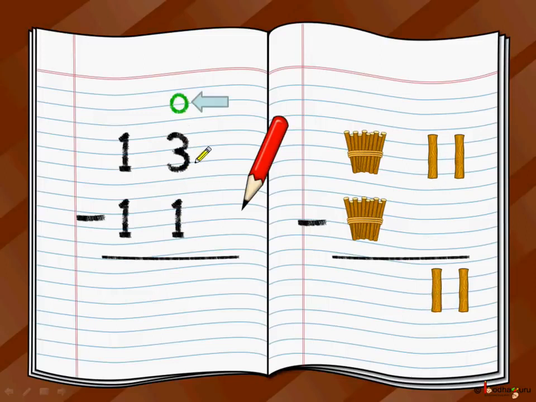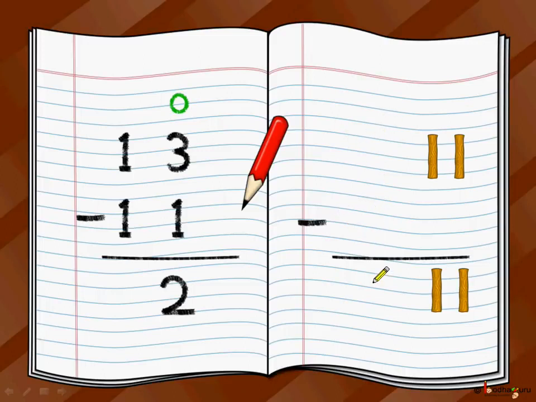Same thing you do here. You start from the ones position. 3 minus 1 is equal to 2, and then you move to the tens position. Now there is one bundle of sticks and you want to take away one bundle from it, so it is nothing left, so it's 0 bundles, nothing is left here.